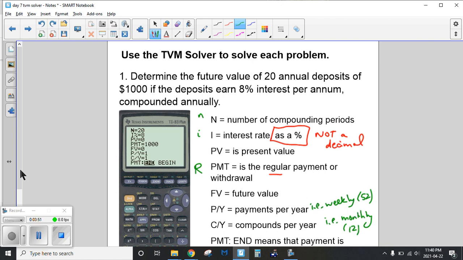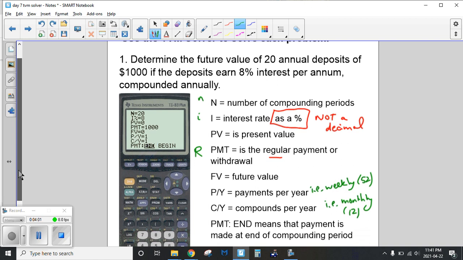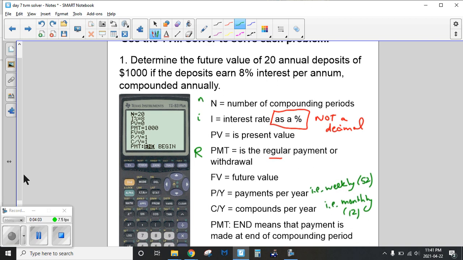The last part of this says payment and then end or begin. End is like the default, that's what we want. And that just means that your payment is made at the end of each compounding period instead of the beginning. And that is slightly different. So we're going to make sure we use end. Okay, so that's what all the buttons mean.